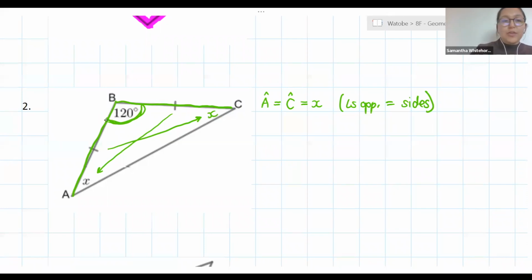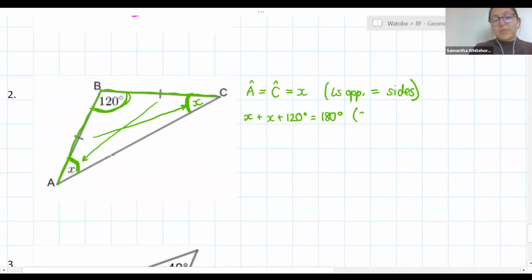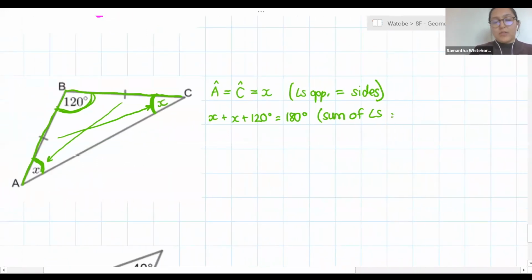But we do know that angle A and angle C are both X degrees, because those are the angles opposite the equal sides. So now I know that I've got the angles X plus 120 in my triangle. And so I know that I need to get 180 degrees from them. That's because of the sum of angles in a triangle, or interior angles of a triangle, or whatever reason you're using.